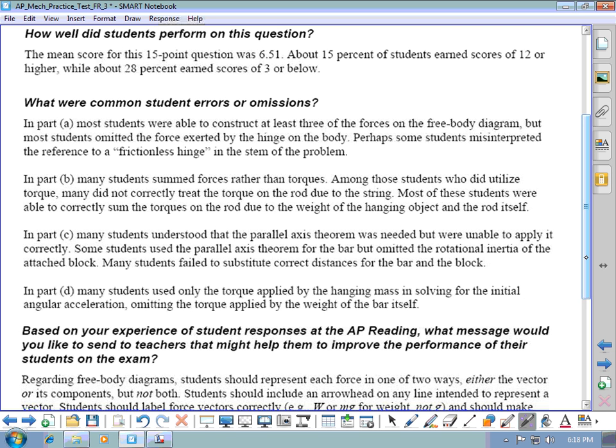Some students use the parallel axis theorem for the bar, but forgot to include the rotational inertia of the attached block. So some people just did 1/3 ml squared, and that was their final answer. And many students failed to substitute correct distances for the bar and the block. And then in part D, many students used only the torque by the hanging mass instead of looking at the torque applied by the weight of the bar also.